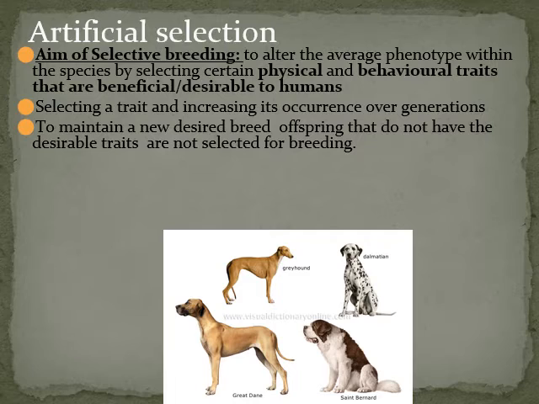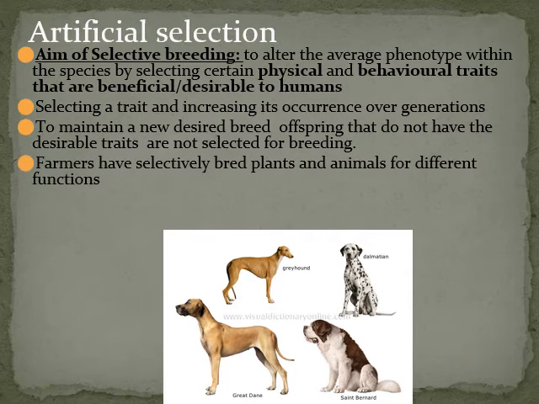And what I'm doing is I'm selecting the chickens that have the highest amount of egg production, and I'm going to let them make more babies, more offspring. And the ones that don't lay very many eggs, I'm not going to let them reproduce, because I want chickens that make as many eggs as possible. And farmers have selectively bred plants and animals for lots of different functions. It doesn't necessarily have to be for eating only. It can also be for companionship, something like dogs, which I'm going to explain very soon as well.